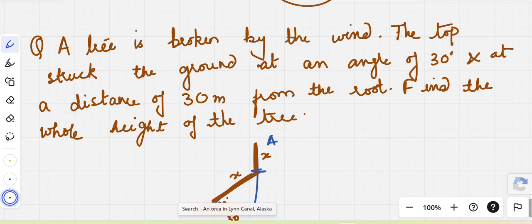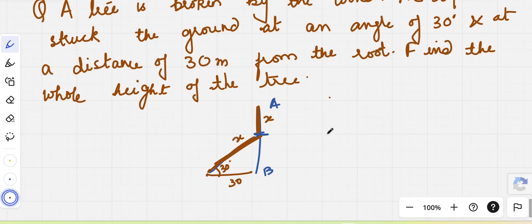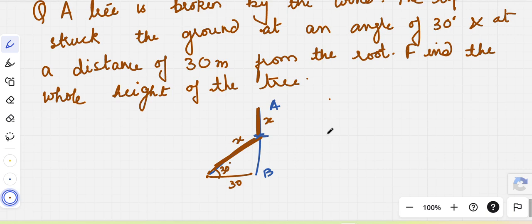Did you understand that part? Now you have to find the height of the whole tree. So how will you find the height of the tree? Figure it out quickly. Speed up, speed up.